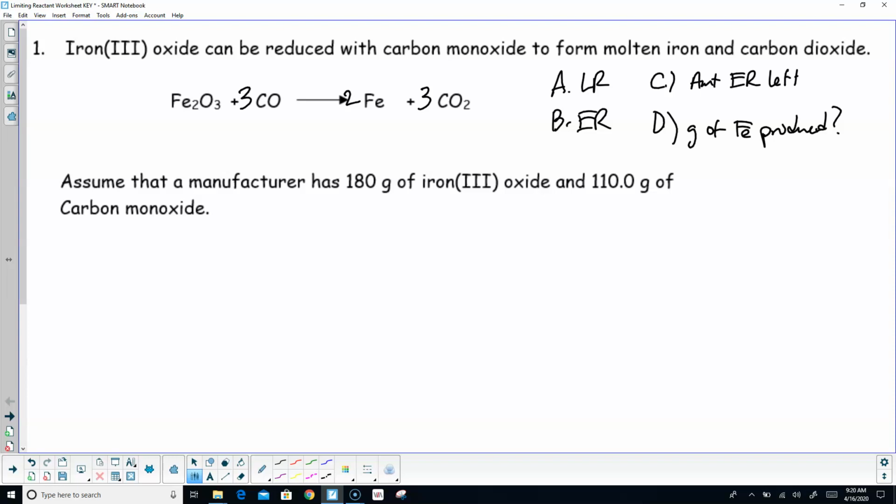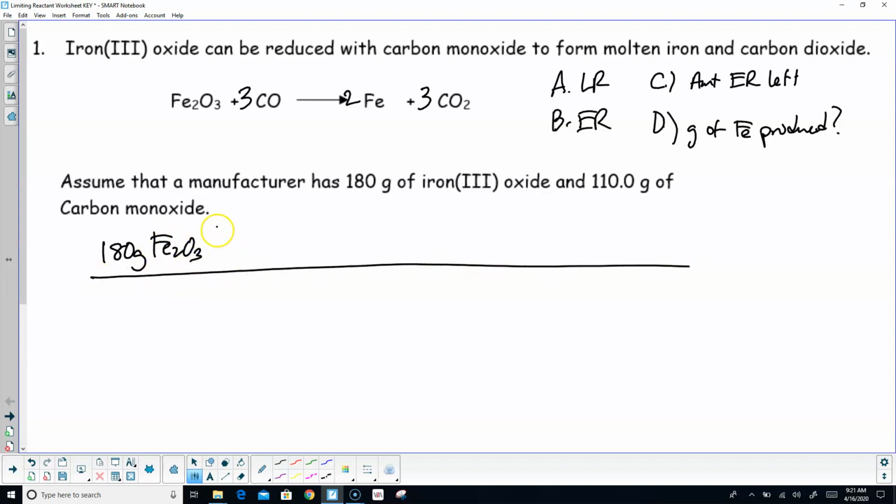So we need to do part D first. How many grams of iron? Since this is a mass-to-mass stoich problem, it's going to have 3 steps. So let's start out with the first one. 180 grams of iron 3 oxide. First thing we have to do is change these grams into moles using molar mass. 1 mole of iron 3 oxide weighs 159.7 grams. Iron 3 oxide, grams cancel. I now know moles. Now that I know moles, I can do my mole ratio.